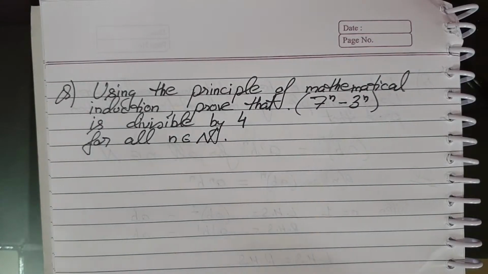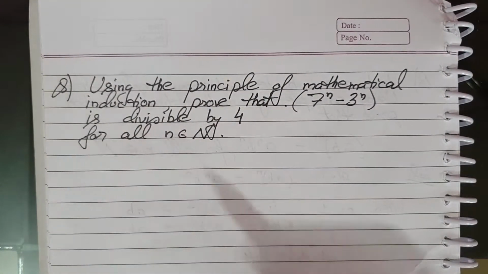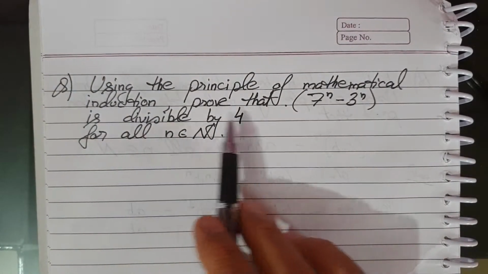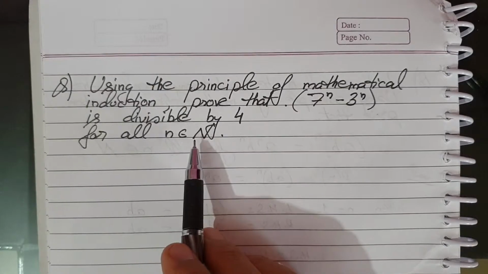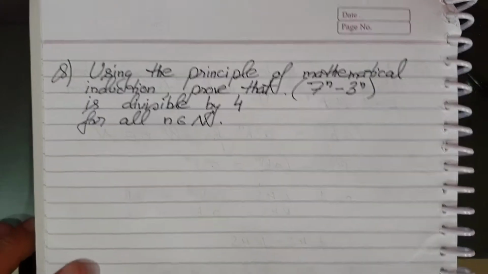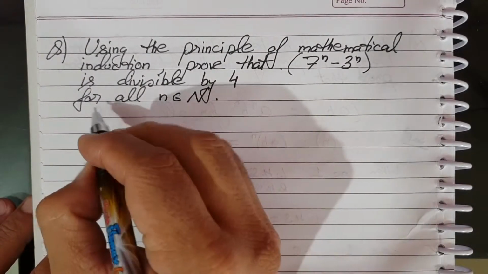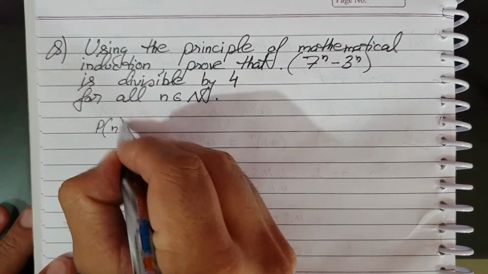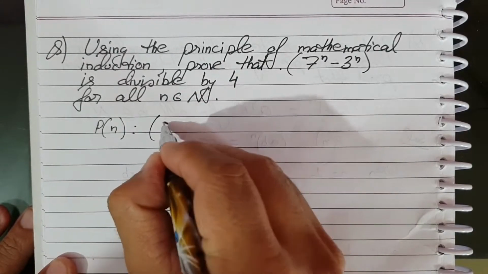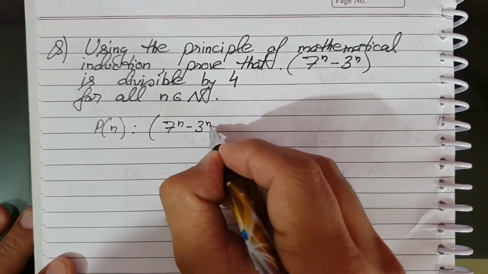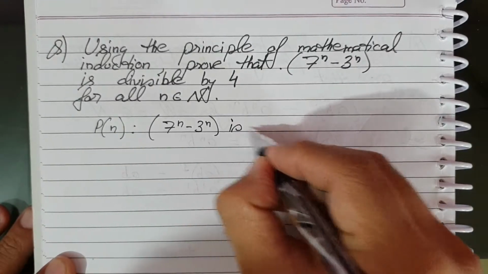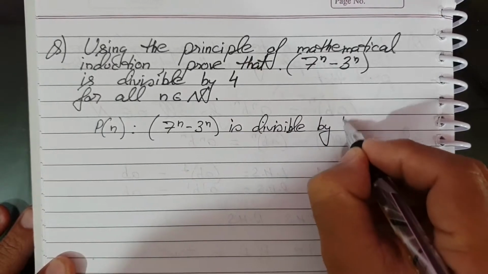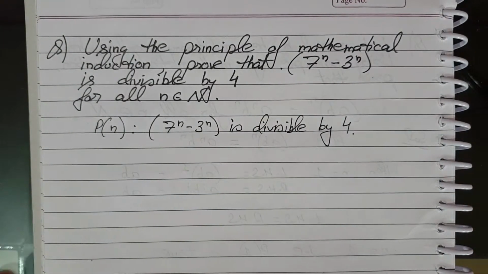Our next example. Using the principle of mathematical induction, prove that 7^n minus 3^n is divisible by 4 for all n belonging to the natural numbers. Now let P(n) be the statement which states that 7^n minus 3^n is divisible by 4.